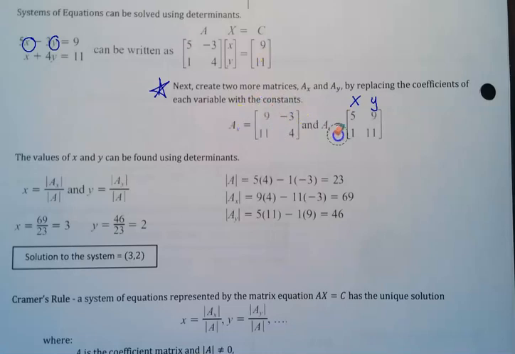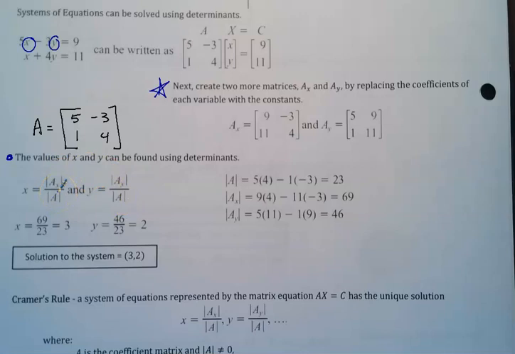Let me erase this here for a minute, and go back here. So we have matrix A as well. Matrix A is 5, -3, 1, and 4. And this is just A. To find the values of x and y, we can use determinants. To find x, I'm going to take the determinant of A sub x and divide it by the determinant of A. And to find y, I can take the determinant of A sub y, divide it by the determinant of A. But that means we have to find all of these components.